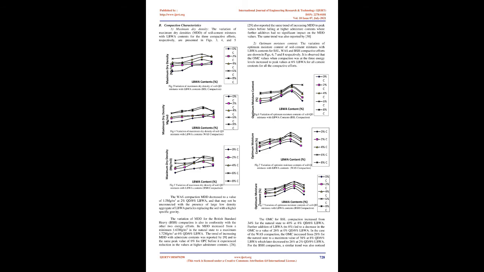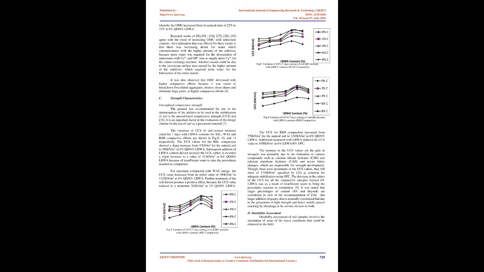Optimum moisture content. The variation of optimum moisture content of soil cement mixtures with LBWA contents for BSL, WAS and BSH compactive efforts are shown in Figs 6, 7, and 8 respectively. It is observed that the OMC values when compaction was at the three energy levels increased to peak values at 6% LBWA for all cement contents for all the compactive efforts. The WAS compaction MDD decreased to a value of 1.5 Mg/m3 at 2% QD/8% LBWA, and that may not be unconnected with the presence of large low-density aggregate of LBWA particles replacing the soil with a higher specific gravity.